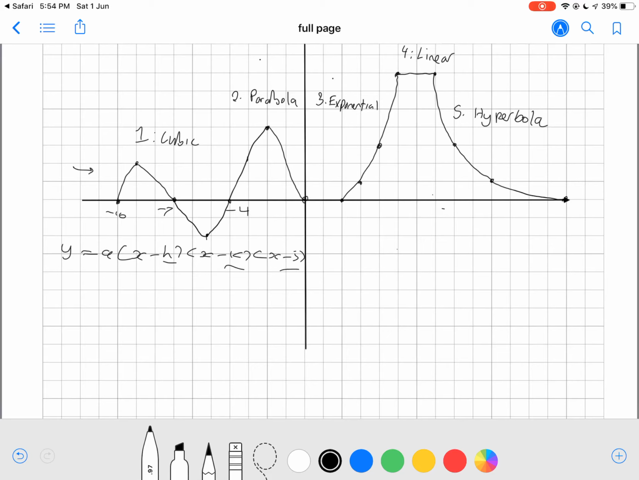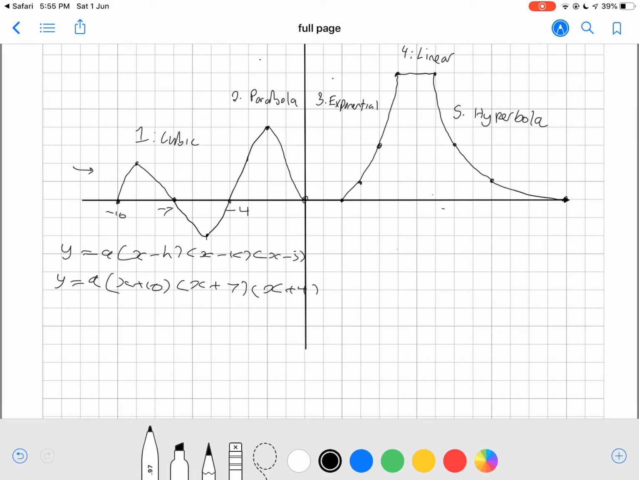So we're going to substitute the x-intercepts in. So y equals a, which we don't know, so a is the shape. x minus -10, a double negative makes it positive, so it becomes x plus 10. Minus -7 becomes positive 7, so x plus 7. And we have -4 here, so double negative again makes a positive, so x plus 4. So that's our basic equation here.